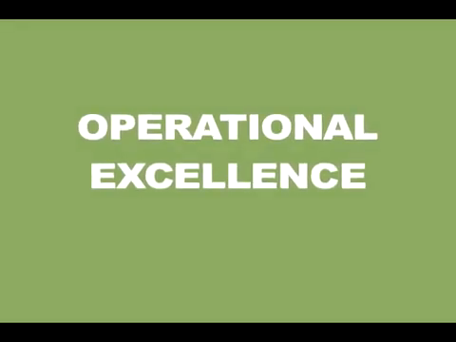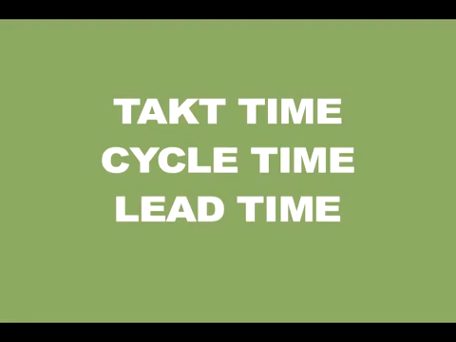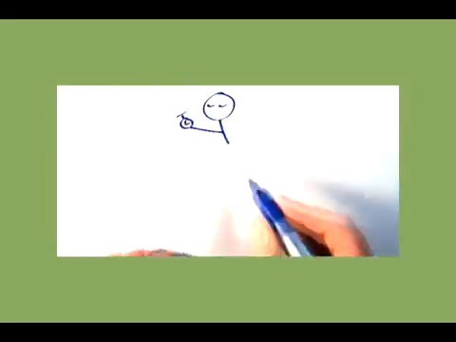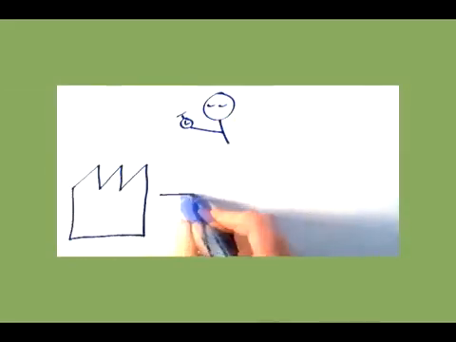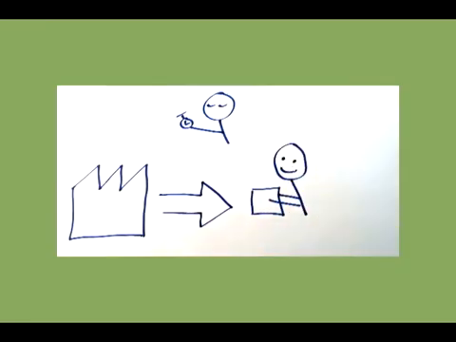Today we will be learning about takt time, cycle time, and lead time. We will examine the three different times and explain how they are related and how they differ. Knowing what these terms mean and how and when they apply will help you understand and design your processes to better meet your customers' demands.